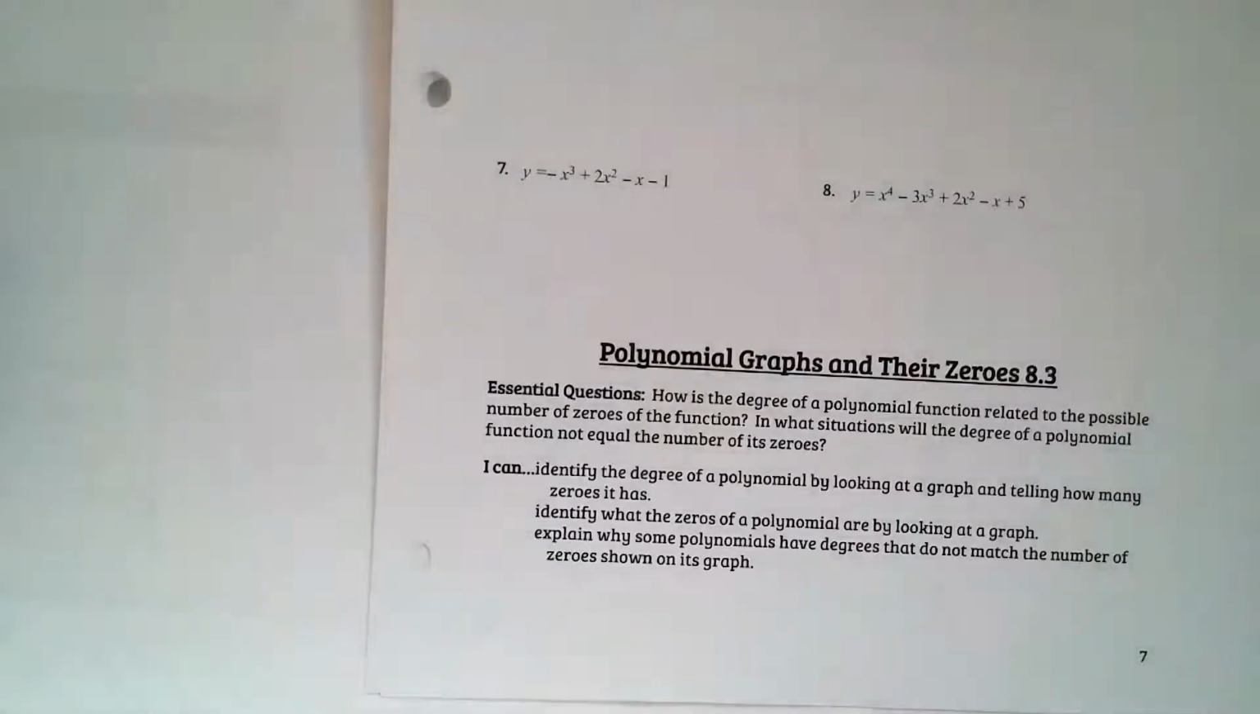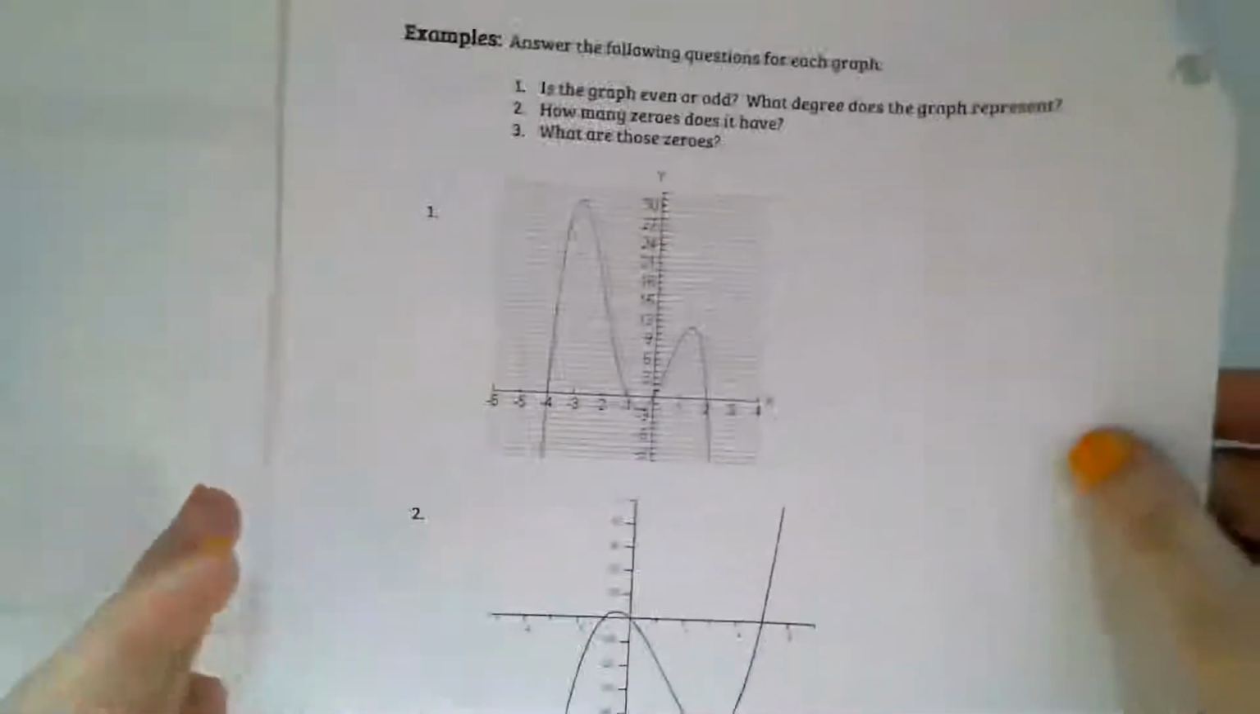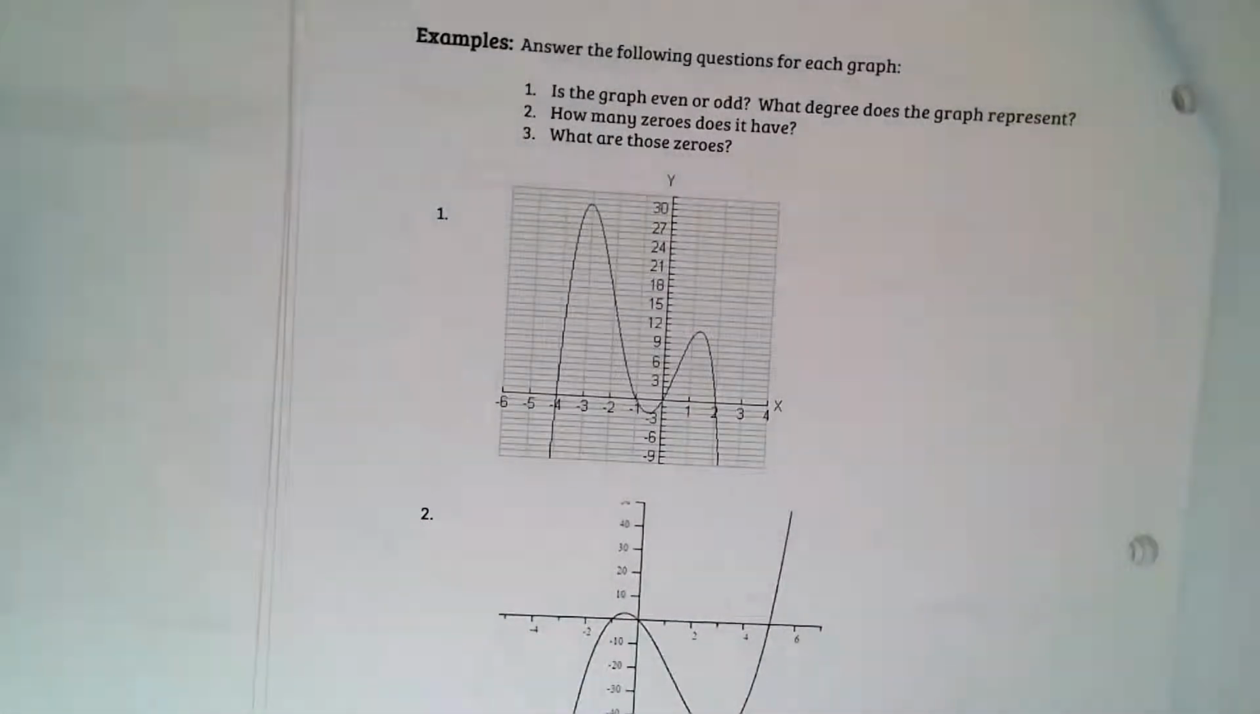Okay, so last video of the unit, and then we only have one more unit left to go, so we're almost done, everybody. So congratulations for making it this far. So in this video, we are going to be talking about polynomial graphs and their zeros. Like I said in the last video, you've actually already been doing this in the last unit. You just didn't necessarily think that that's what you were doing.